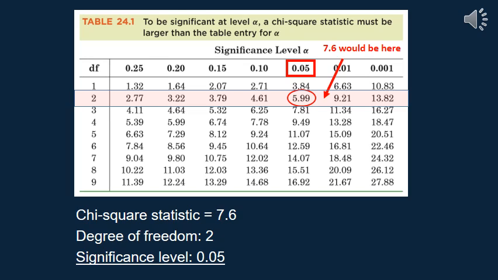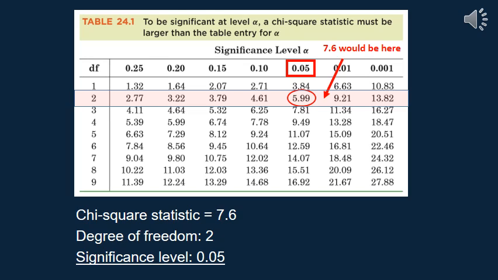And then I try to locate my chi-square statistic on that row. My exact chi-square statistic is never really on the table. I have to do my best to locate it somewhere. So here my chi-square statistic is 7.6. I see that it stands between 5.99 and 9.21. It will be there where the red arrow points. Which of these numbers do I use? If my chi-square statistic is in between, I use the smallest number to play safe.